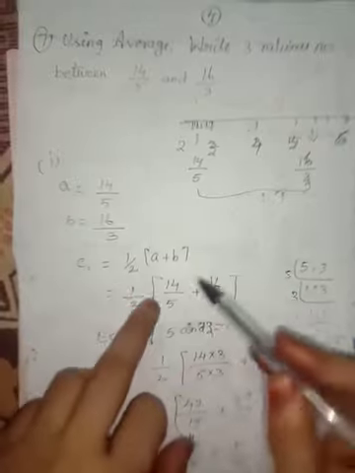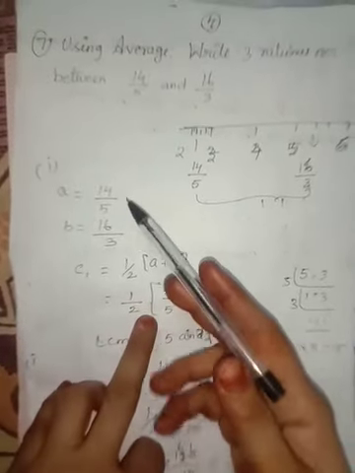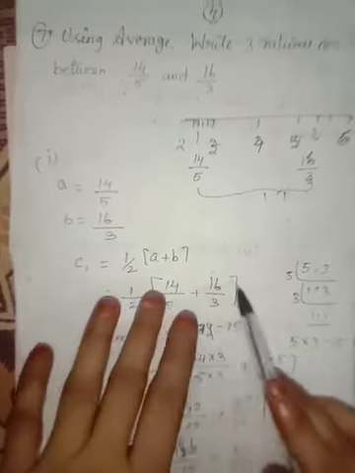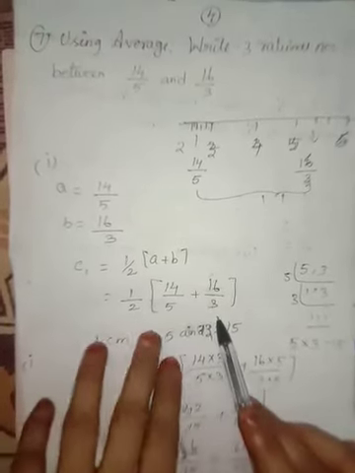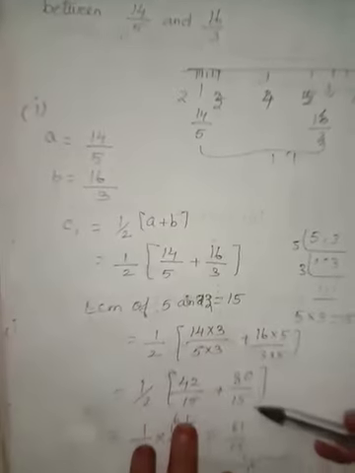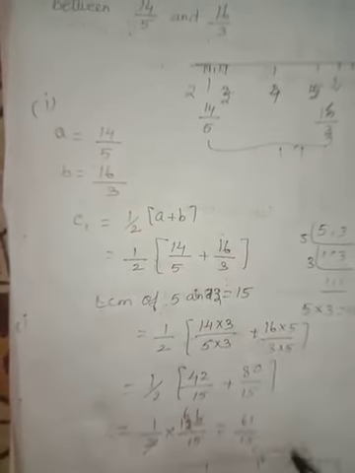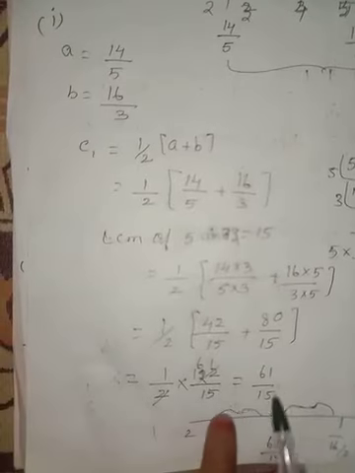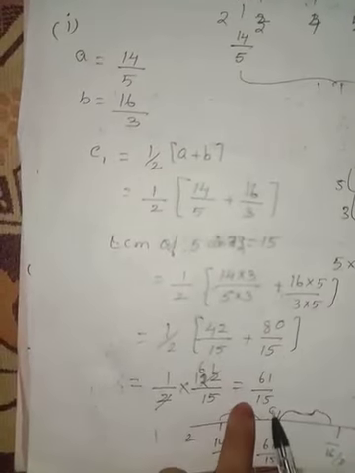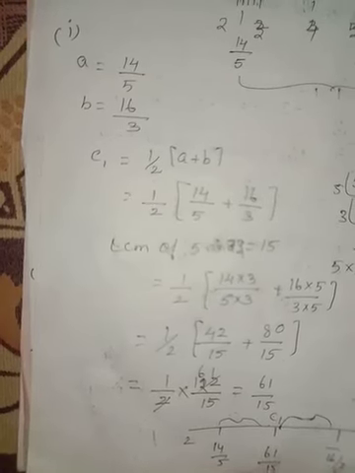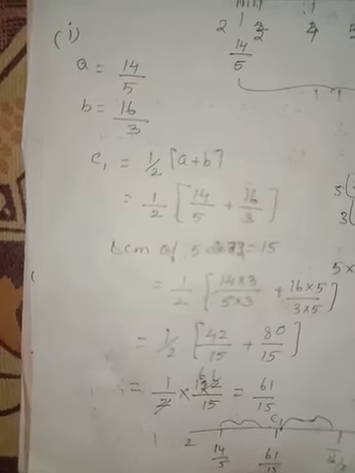So here the first two rational numbers are 14 by 5 and 16 by 3. The denominators are unlike, so we must find the LCM of these two and convert them into like rational numbers, add and simplify with 1 by 2. We get 61 by 15. So the first rational number between 14 by 5 and 16 by 3 is 61 by 15.